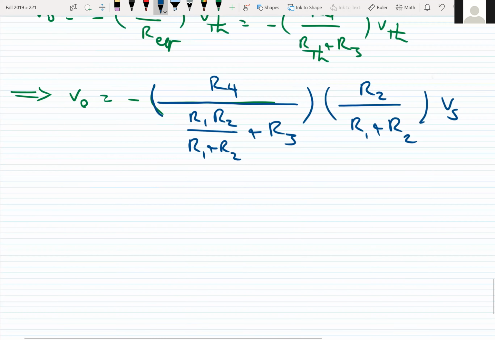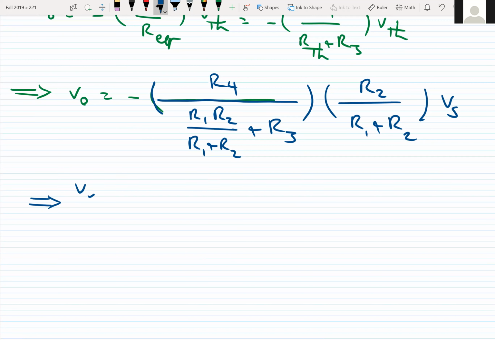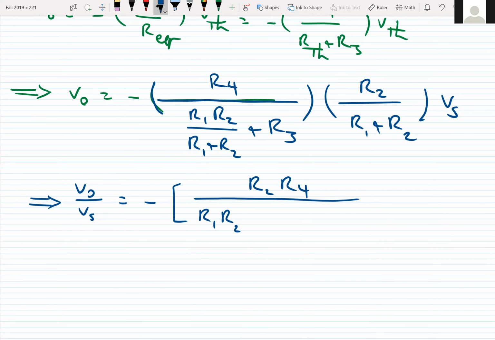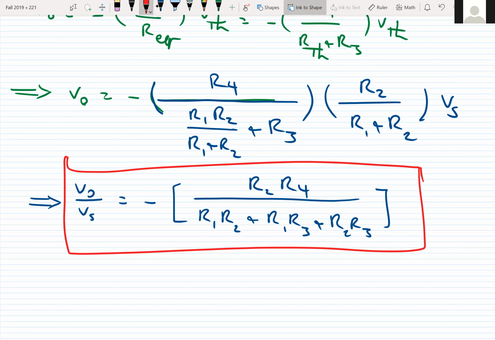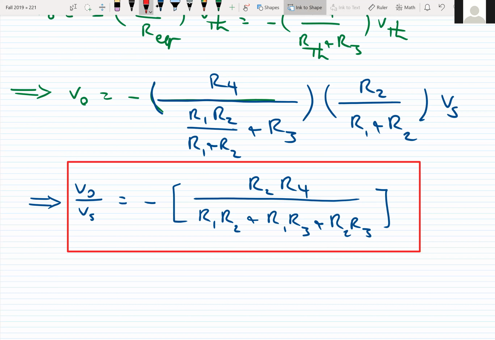Okay, so this one is the answer. And if we find VO over Vs after simplifying, the final answer will be R2 R4 over R1 R2 plus R1 R3 plus R2 R3. So here we have VO over Vs. Any question?